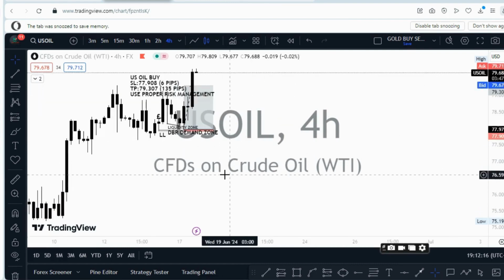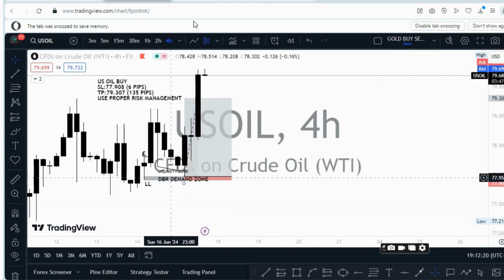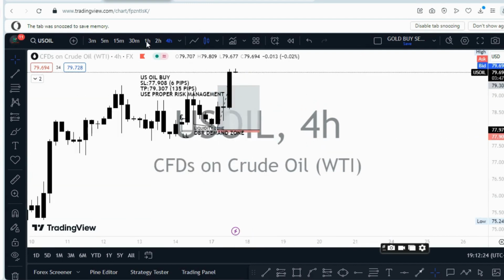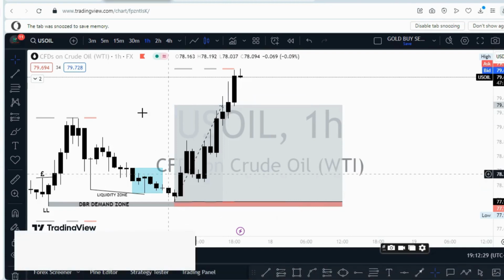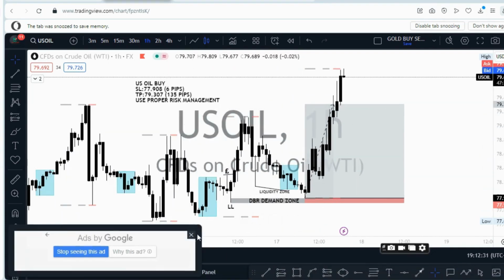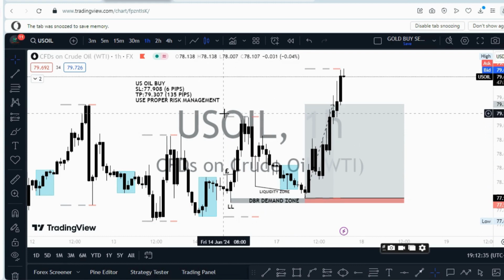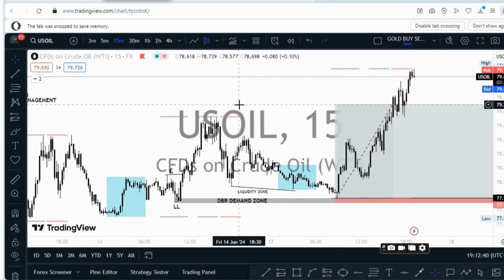So I was looking for buying opportunities. And then look here, we had a drop base rally. Very clear. Whenever I have that, I get interested, and I go to the lower time frame. Now look at what was happening on the lower time frame. Of course, you can't see anything clearly right here, so you go to an even lower time frame. Let's go to the 15-minute time frame, and I'll show you what I was able to see.